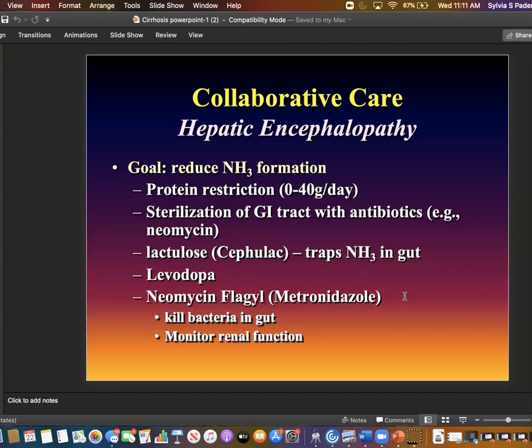So the goal is to reduce ammonia formation. Protein is restricted. Sterilization of the GI tract with antibiotics, like neomycin, or we also do Flagyl. Lactulose traps the ammonia in the gut, and they get it out through having bowel movements. And then levodopa for the shakiness. But at the same time, you need to monitor renal function because of the medications.